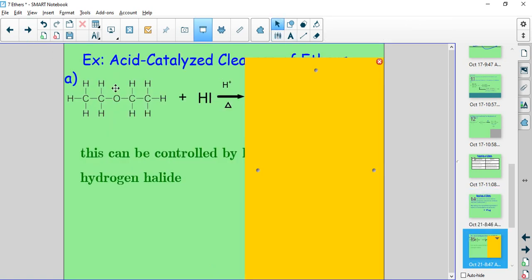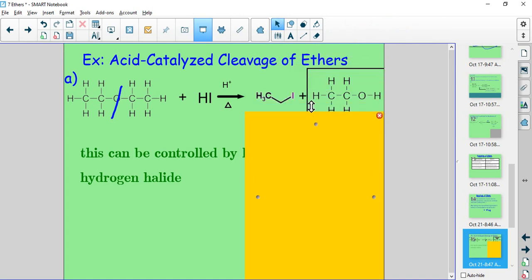So that's going to cleave this ether, and one end is going to get the alkyl group, and the other one, from the presence of water in this acid, is going to become your alcohol.